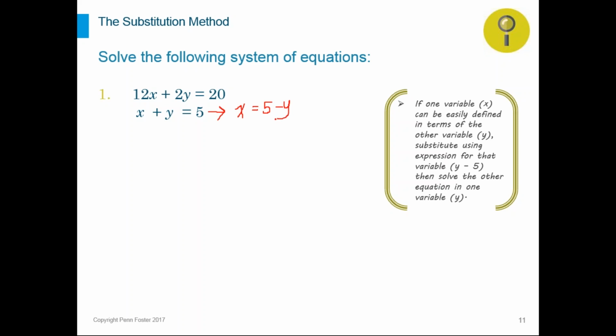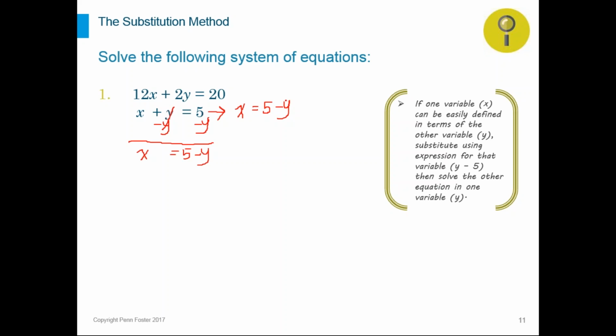How did I come up with this? I actually solved for x. So I subtracted y from both sides. So I have x by itself, and the y is gone on the left, x equals 5 minus y. What I actually did, I just rewrote the second equation, so x is defined in terms of y.